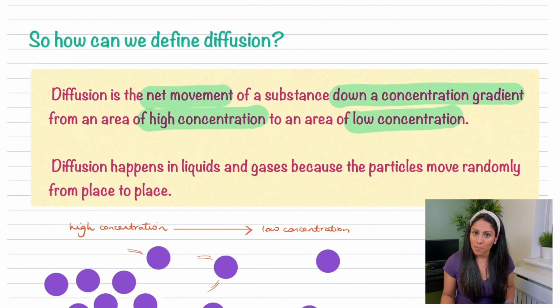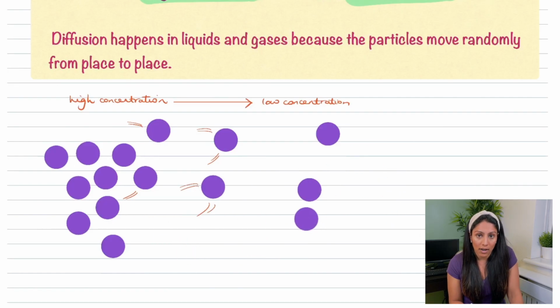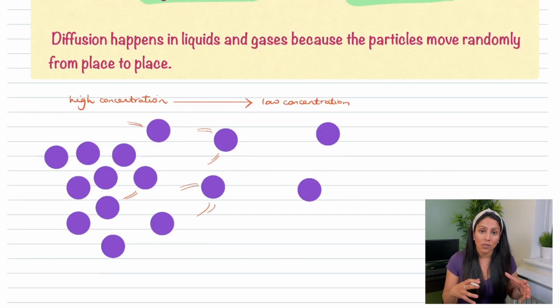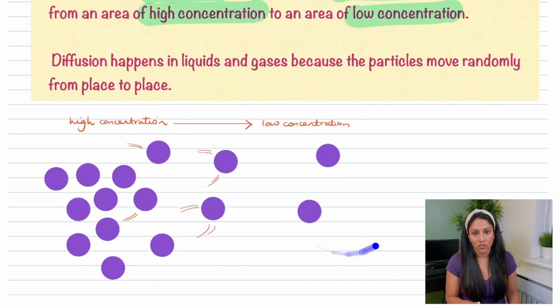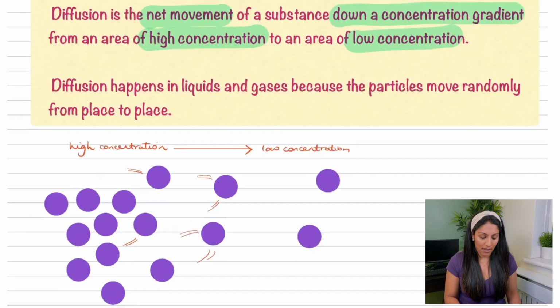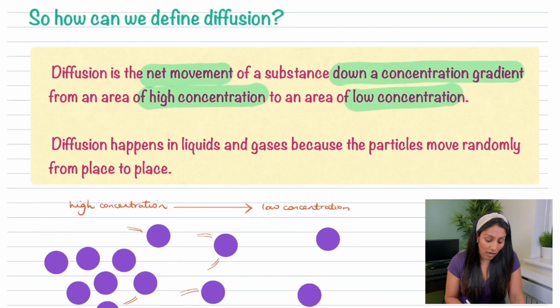So what does net movement mean? If we take these particles, for example, they're constantly moving around in all directions. However, the net movement means the total overall movement. So you'll find there'll be a shift from these particles over here, generally moving to a lower concentration where there are less of them. Now the second key point, it says it's down a concentration gradient.